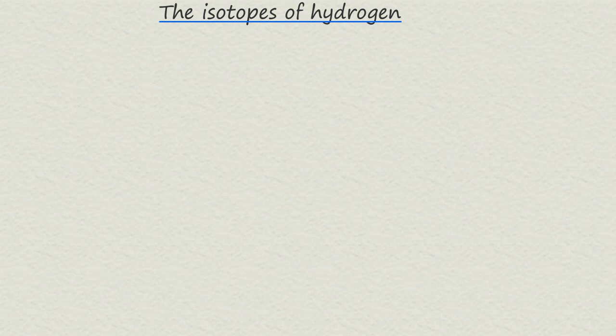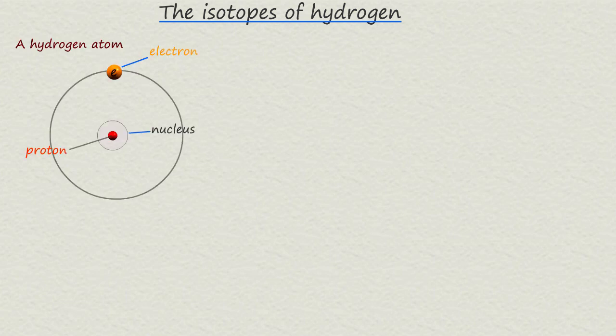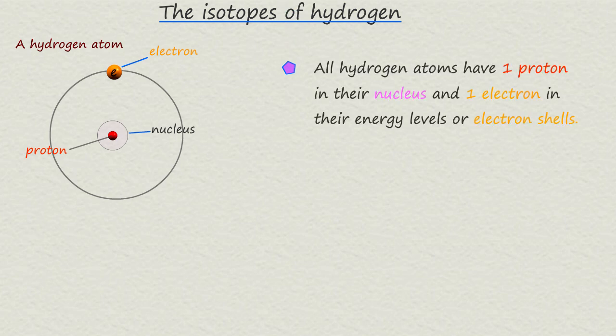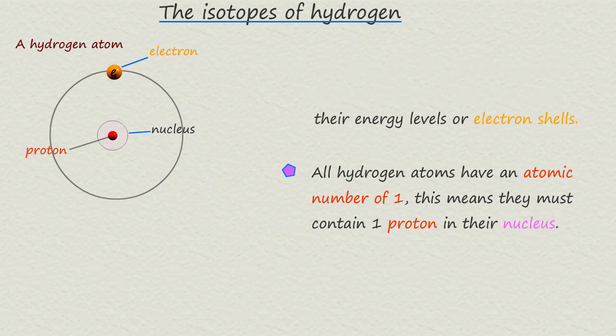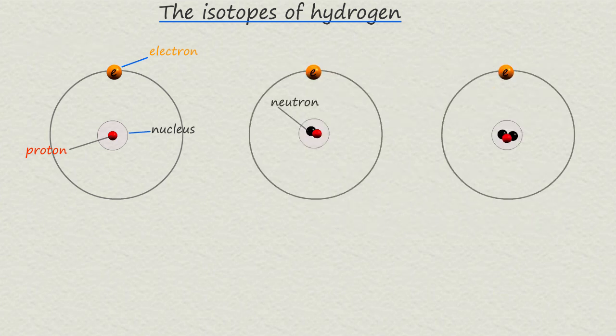To find out what an isotope is, let's start by looking at the element hydrogen. Now, all hydrogen atoms have one proton in their nucleus and one electron in their energy level or shells. All hydrogen atoms must contain one proton in their nucleus. If the nucleus does not contain one proton, then the atom is simply not an atom of hydrogen. It may seem surprising then that there are three different types of hydrogen atoms that occur naturally.